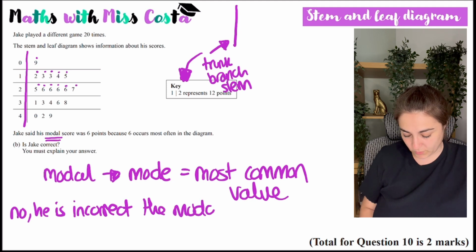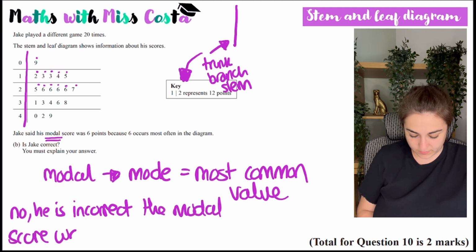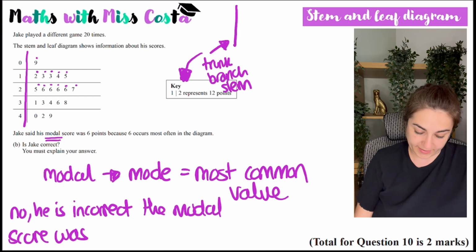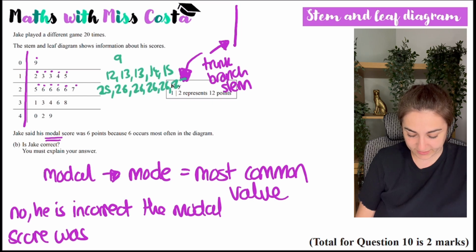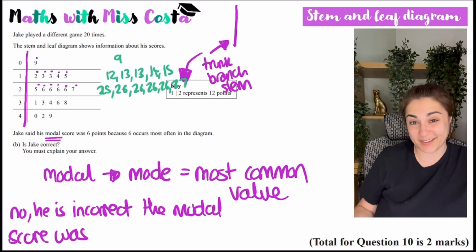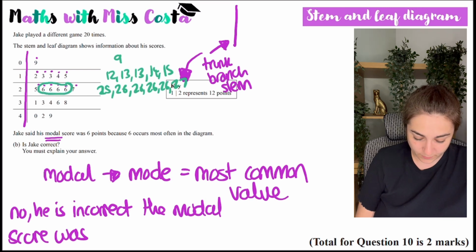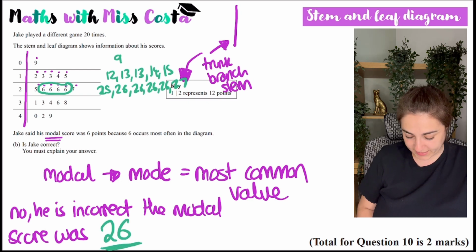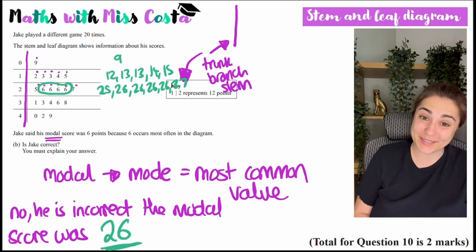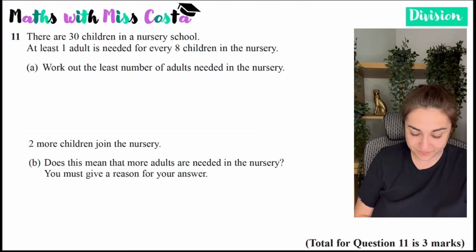The modal score was, so now that I know what each of these scores mean, that would have been 9, that would have been 12, 13, 13, 14, 15. This would have been 25, 26, 26, 26, 26, 27. So just by looking at that, I think we have a clear winner. We've got 26, appears 4 times. No other number appears more than that. So the modal score was 26. So he's close, but he just doesn't know how to read a stem and leaf diagram.